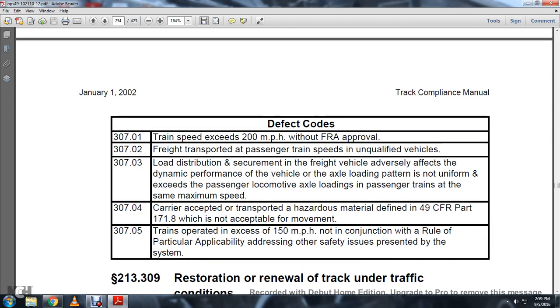All right, your defect code 30701: train speed exceeding 200 miles an hour without FRA approval. 30702: the freight transported with the passenger train is unqualified vehicles. 30703: loading, distribution, and securement of the freight vehicle that adversely affects the dynamic performance of the vehicle.